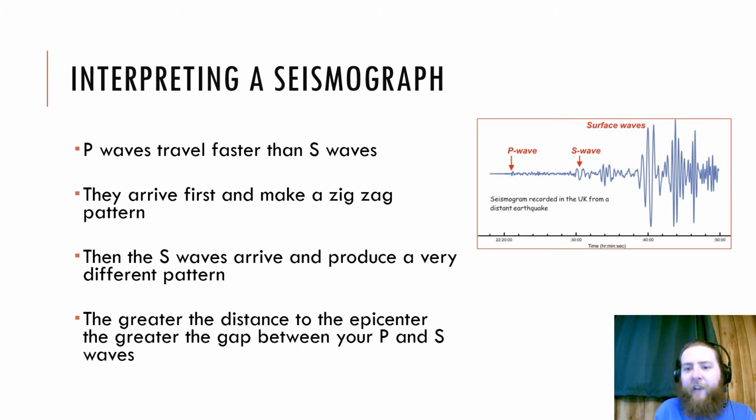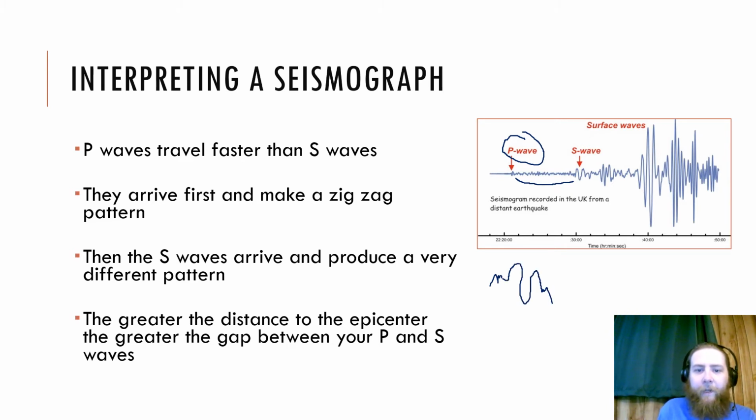So looking at a seismograph, we can tell a couple things. Remember that P waves are our fastest, so they show up first. And then the S waves arrive, and they have this very different up and down kind of pattern, almost a sine wave. And then the greater the distance to the epicenter, the greater the gap between the P and the S wave. If it's really close, it might go P waves and then right into S waves.